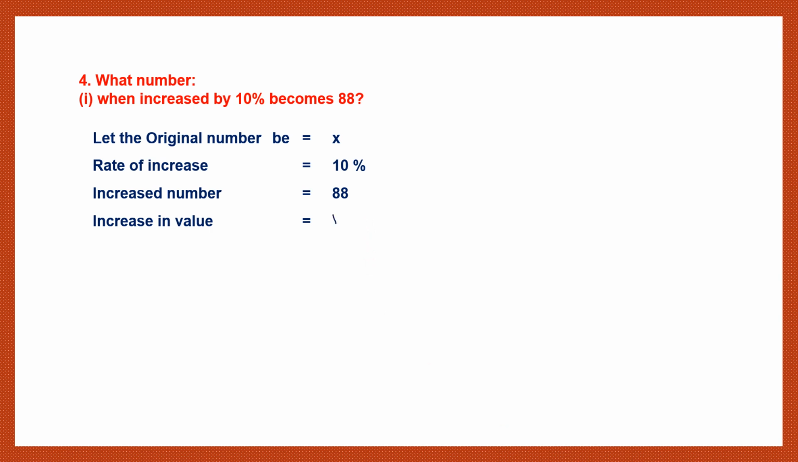10% of the original value, which is x. 10% of the original value, and we said let the original number be x. So 10% of x means 10 by 100 into x. So let's cancel what we can. We can cancel 1 0 there and 1 0. So now let's multiply the numerators. So that is x, and in the denominator we have 10. So the increase in value is x by 10.